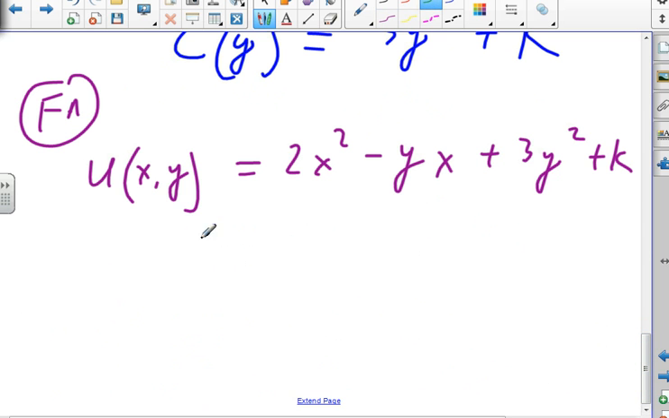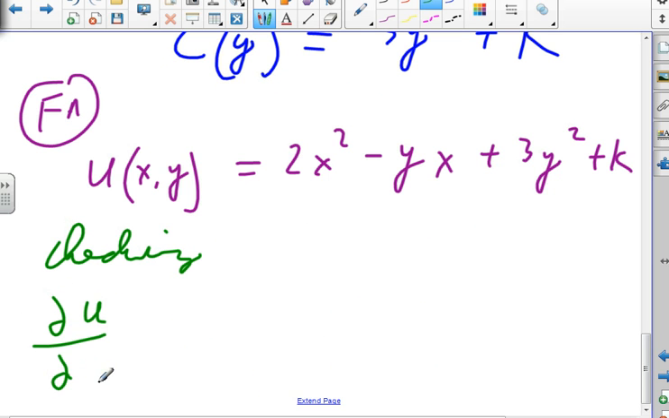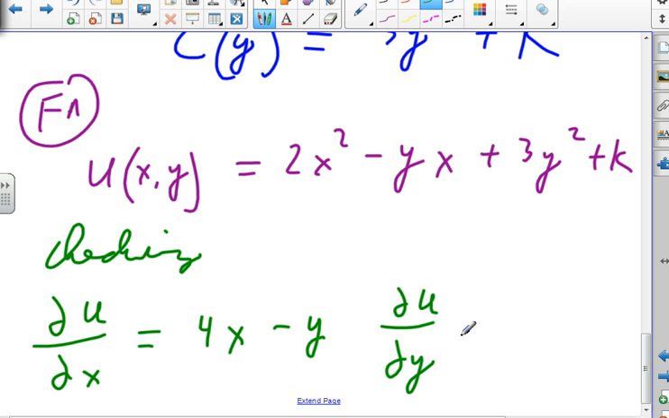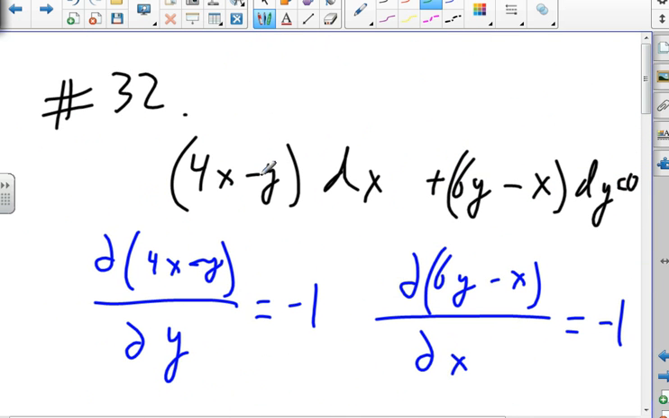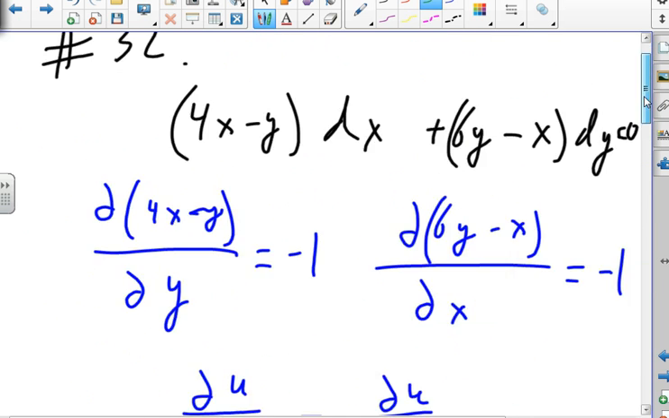Okay, now we're going to check our work. The partial of u with respect to x is 4x minus y. The partial of u with respect to y is 6y minus x. Go back to the original problem. 4x minus y, 6y minus x. My solution checks.